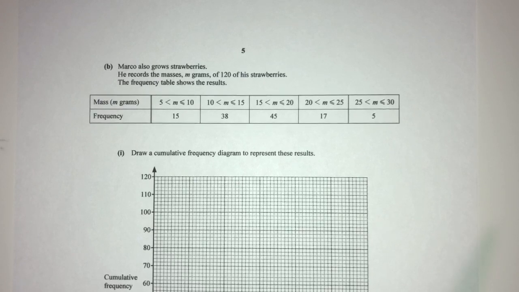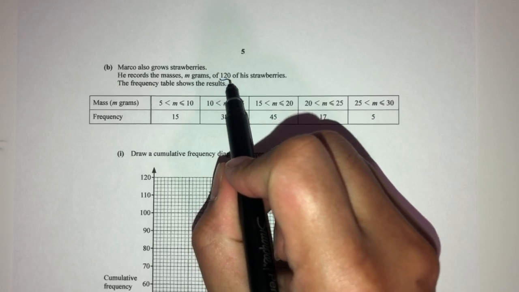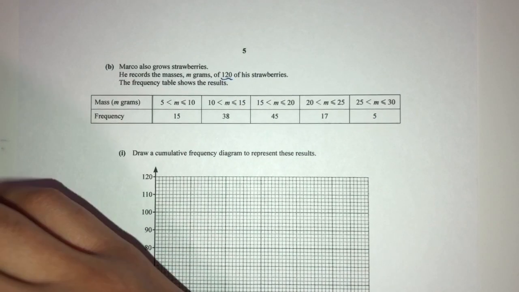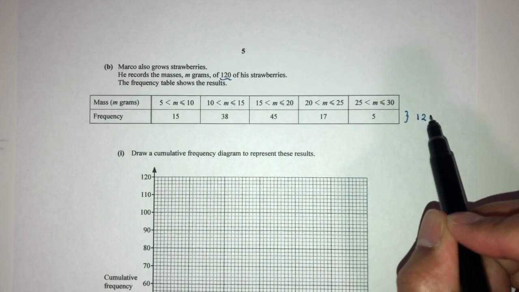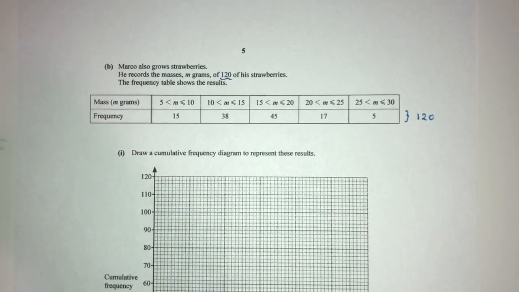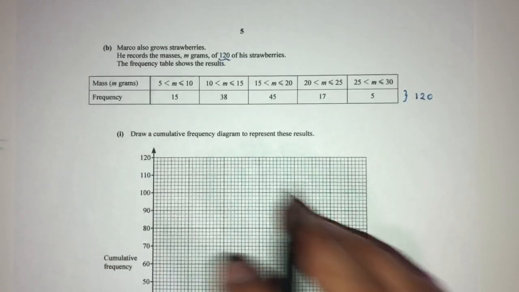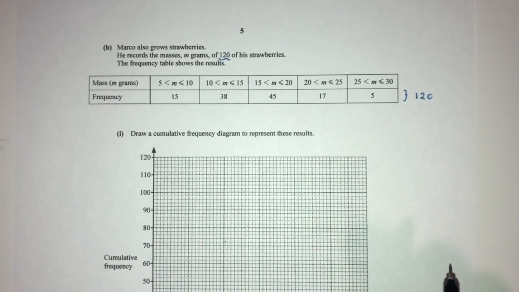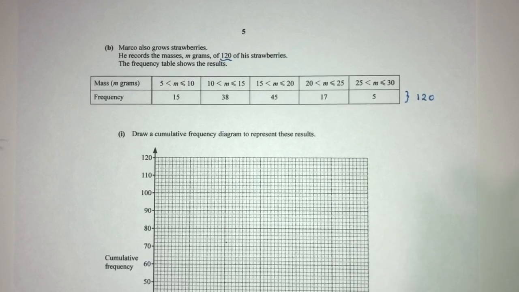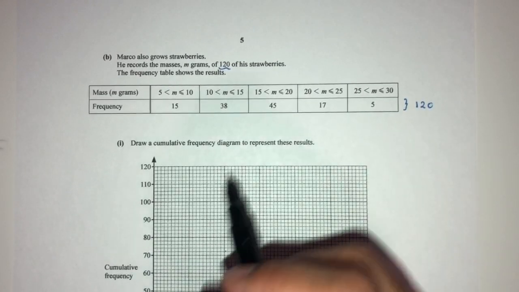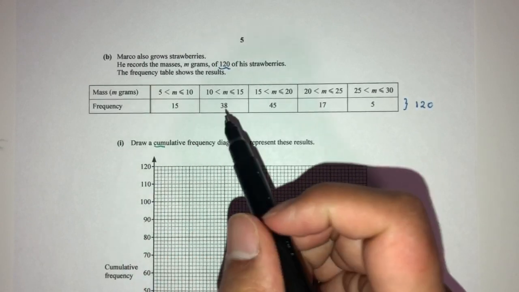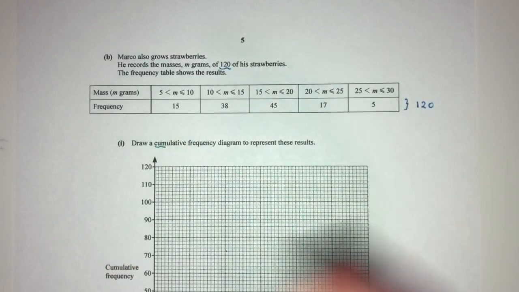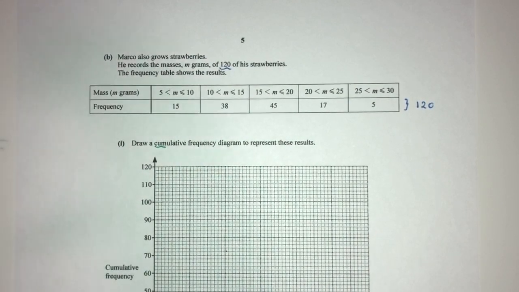Marco also grows strawberries. He records the masses M of 120 of his strawberries. So now we do know that we have 120 strawberries, so in total here will be 120. We have to use these values to draw a cumulative frequency diagram. Okay, so let's do that. So again, whenever it comes down to cumulative, we always have to add things up. Cumulate, adding things up, right?